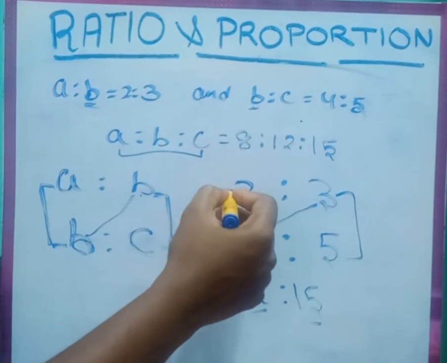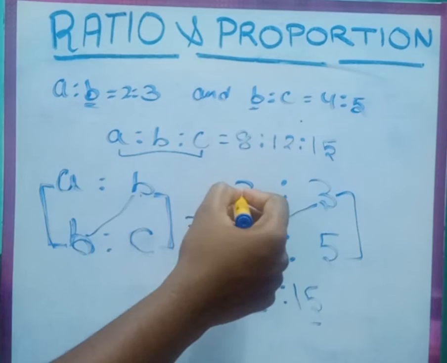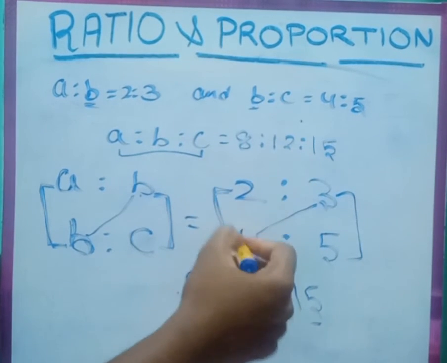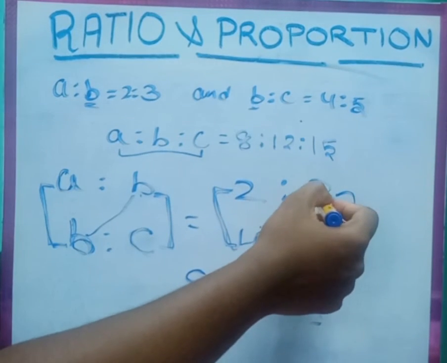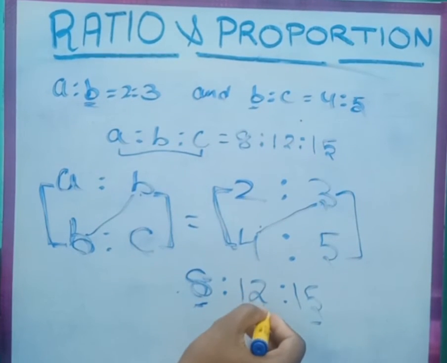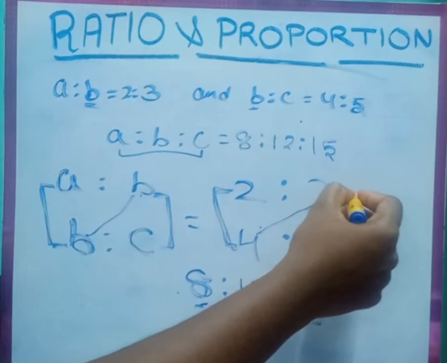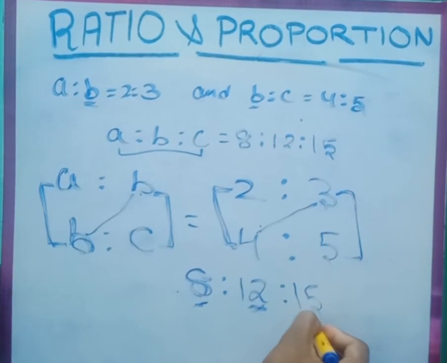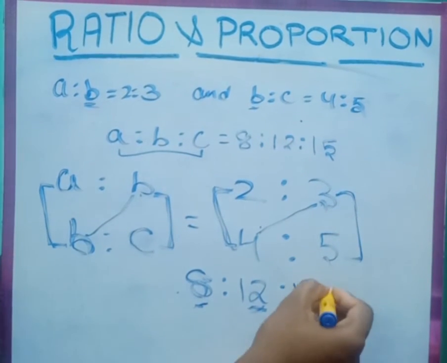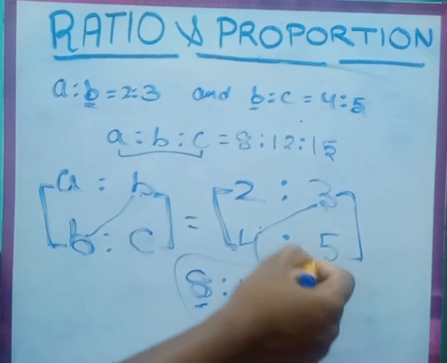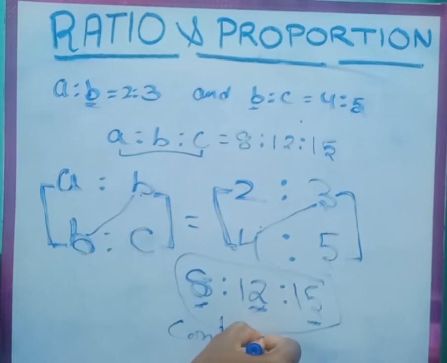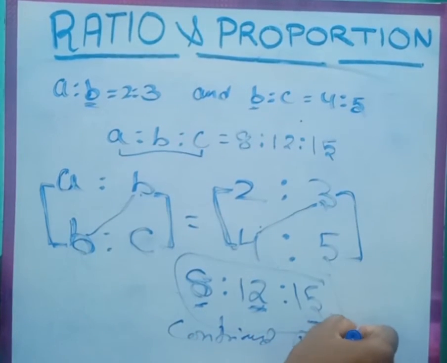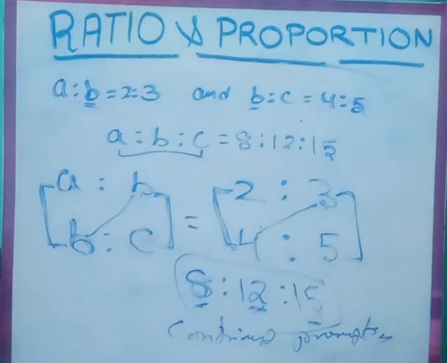Whatever we did here, I will explain again. First we multiplied 2 into 4, 8, we got the first proportion. Then B and B, that is nothing but 4 into 3, 12, we got the mean proportion, that is the second proportion. And at last we multiplied 3 and 5, that is 3 5s are 15. So we got our value A is to B is to C. This is called continued proportion, right guys? That's it guys. This is how we have to solve this kind of question.